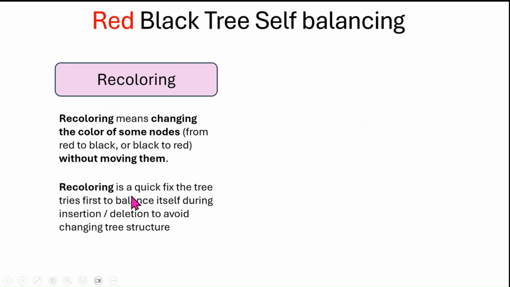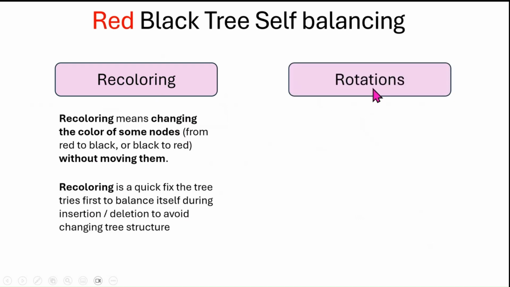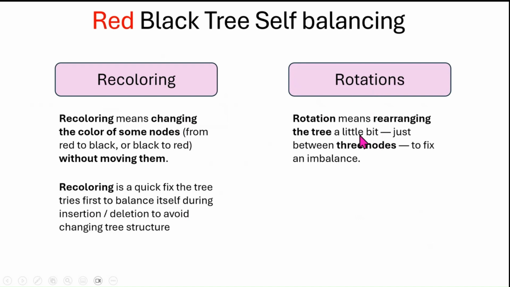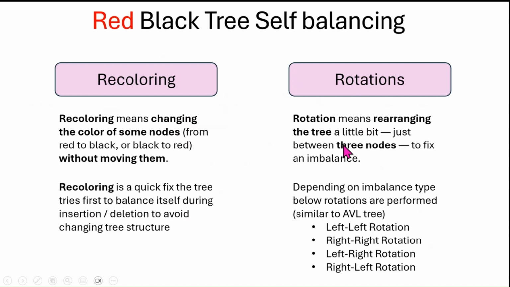Now let's say if recoloring doesn't help, then the red-black tree uses rotations. Rotation means rearranging the tree a little bit, just between three nodes. We'll understand what these three nodes are in our next slide, but consider it as the smallest impacted subtree to fix the imbalance. Depending on the structure of these three nodes' imbalance, we can apply a specific rotation out of these four rotations. It is similar to an AVL tree, and these rotations are explained in detail in that video. So a red-black tree also uses the same rotations. So first it tries recoloring. If it doesn't help, then it goes for the rotations.